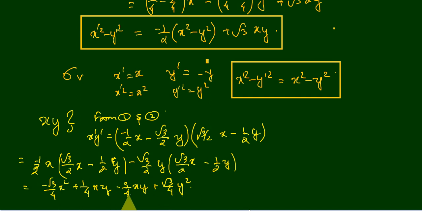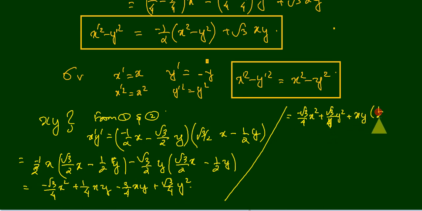We have xy terms here, so let us write them together. That is equal to minus root 3 by 4 x square, then plus root 3 by 4 y square, then xy has common factor 1 by 4 minus 3 by 4, so plus xy into 1 by 4 minus 3 by 4.